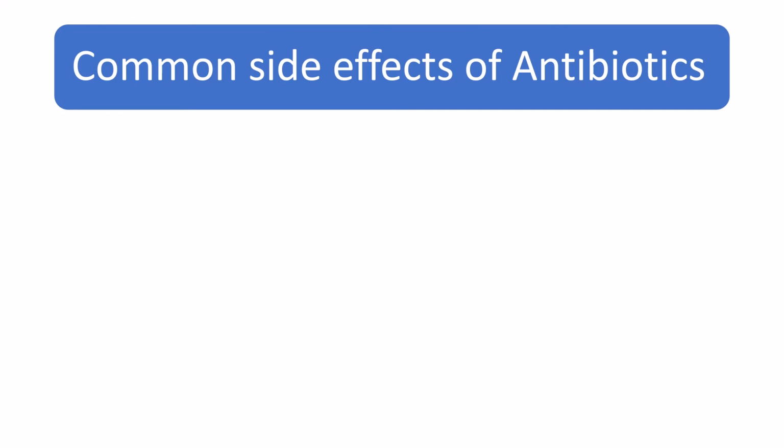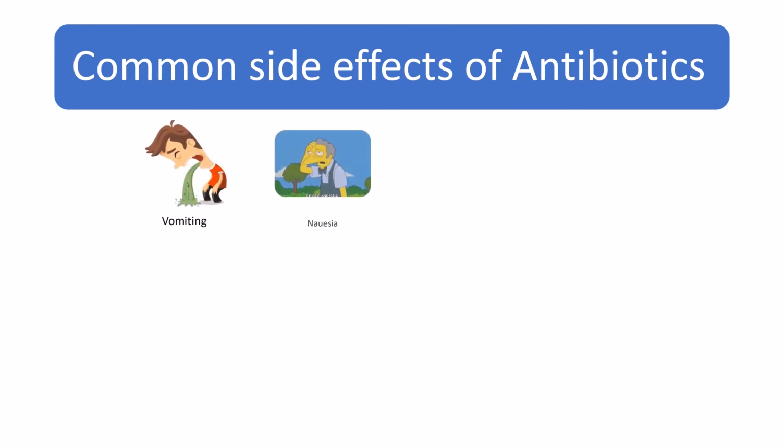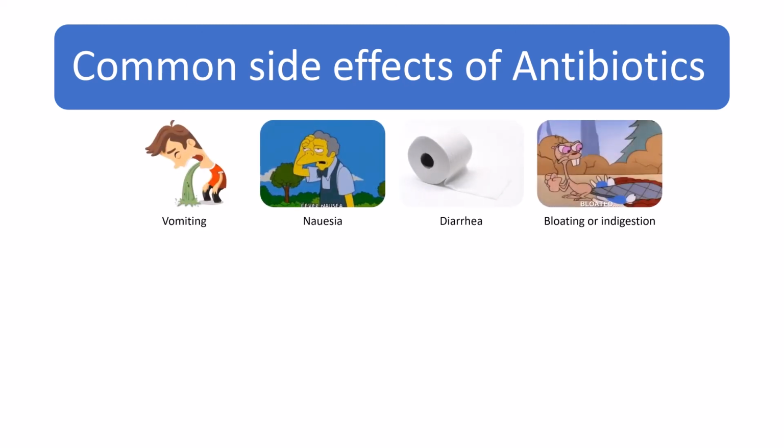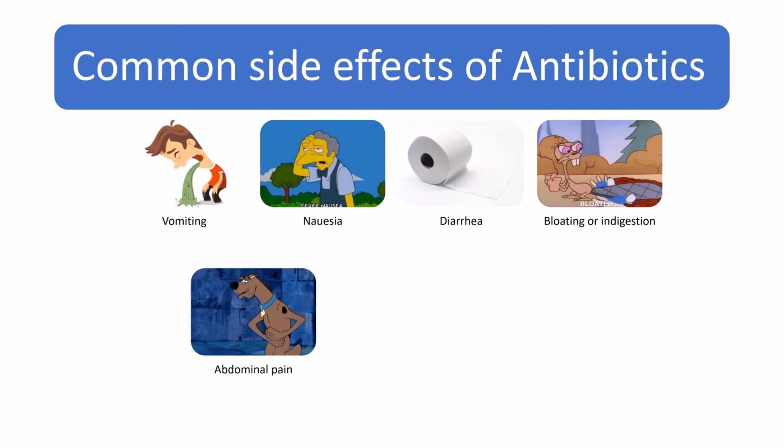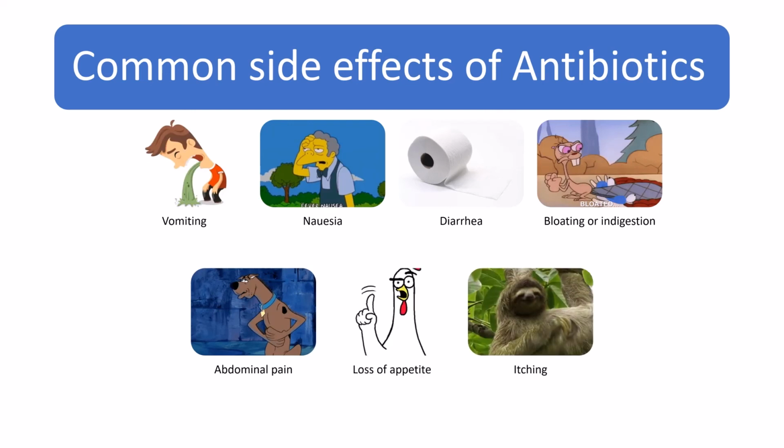The most common side effects of all antibiotics include vomiting, nausea, diarrhea, bloating or indigestion, abdominal pain, loss of appetite, and itching. For specific side effects, just read the labels.